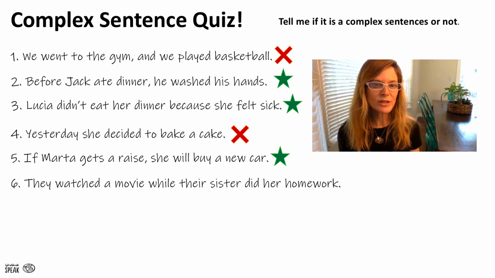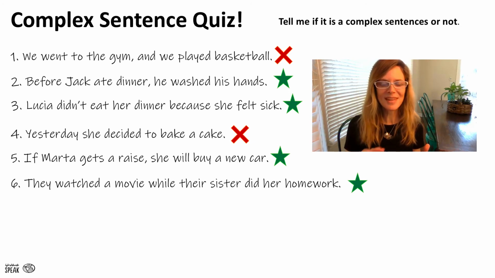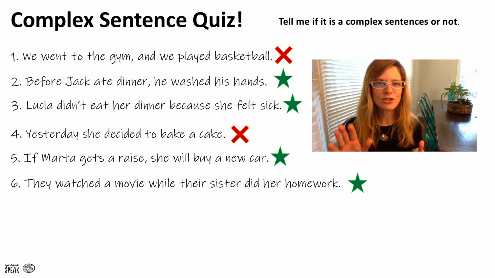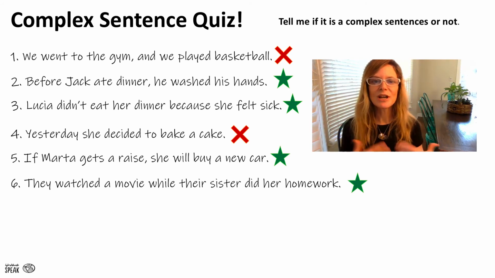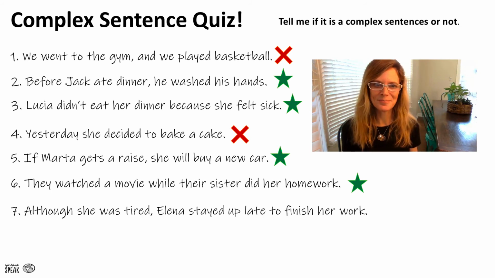They watched a movie while their sister did her homework. This is a complex sentence. They watched a movie, independent clause, subject verb, and then I see that word while, and it shows me that it's going to begin a dependent clause. Their sister did, subject verb, her homework. So I have here a nice complex sentence.